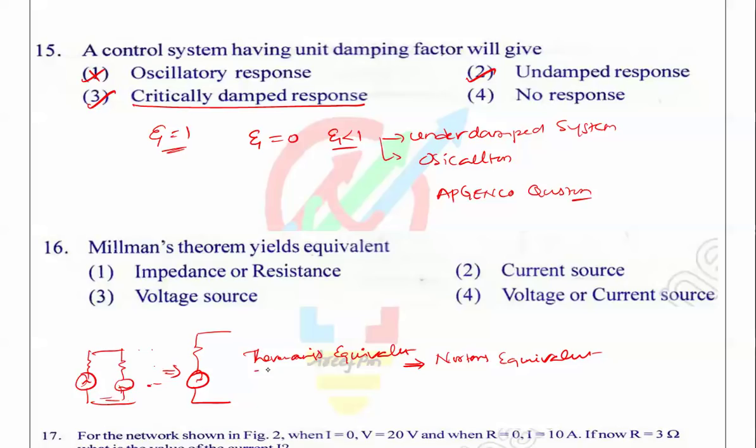So Norton's equivalent. Thevenin's equivalent means a voltage source in series with a resistance, and Norton's equivalent means a current source in parallel with a resistance. So it can be modeled as both a voltage source as well as a current source.